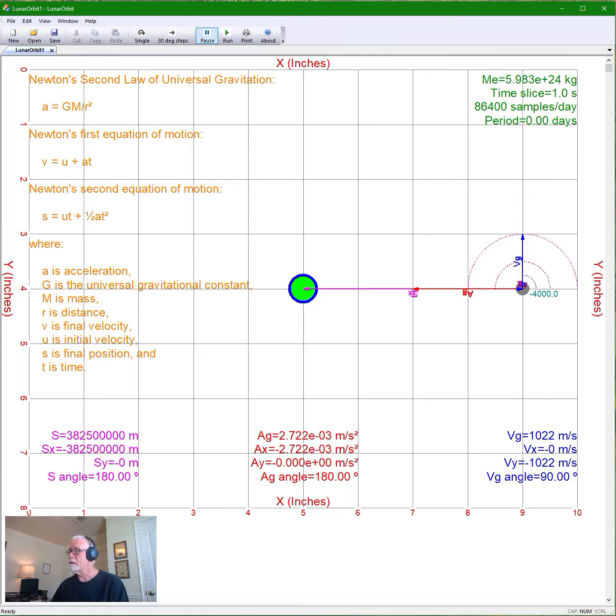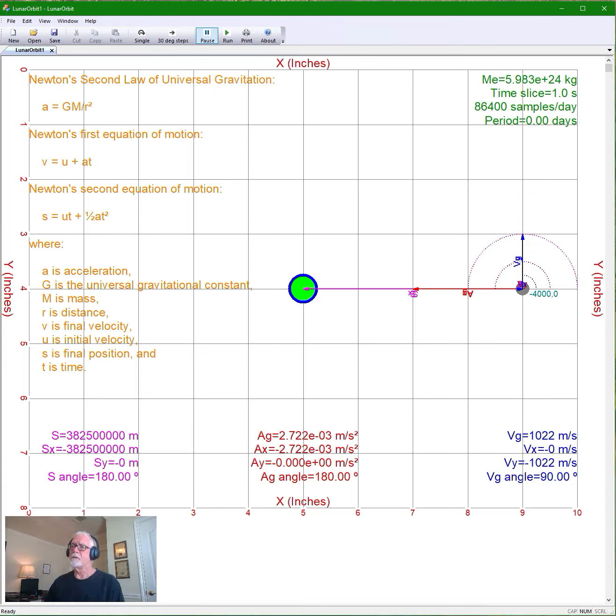And then on the right, the blue text is the velocity due to gravity and the X and Y components of that. And the angle you see is 90 degrees out of phase with the other two vectors. So that's why it's pointing up. And the velocity is basically tangential to the orbit.